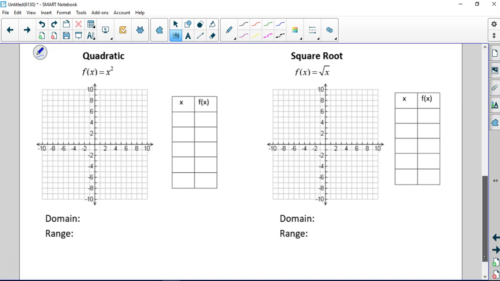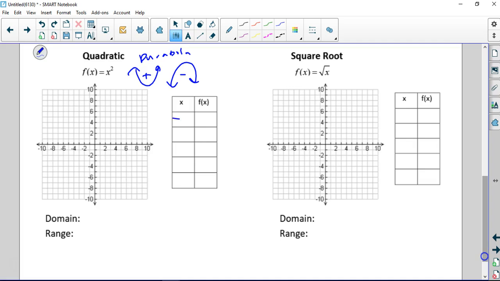Okay, quadratic. A quadratic is going to give you the shape of a parabola, which means it's going to look like this if it's happy, and this if it's sad. A smile or a frown. So instead of a V, we got kind of a U.